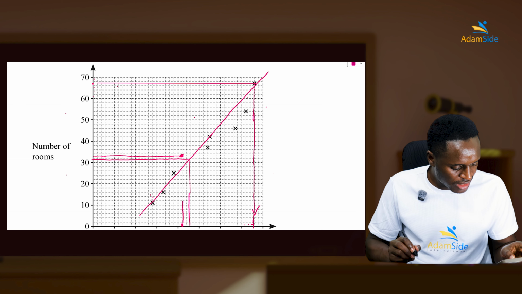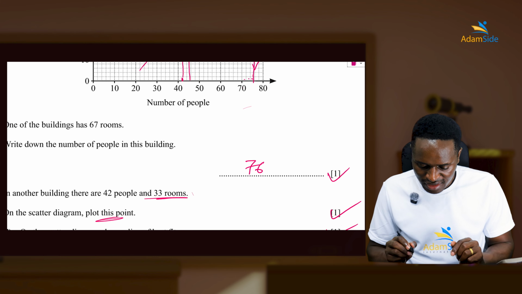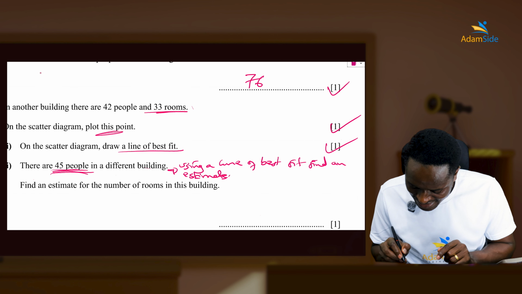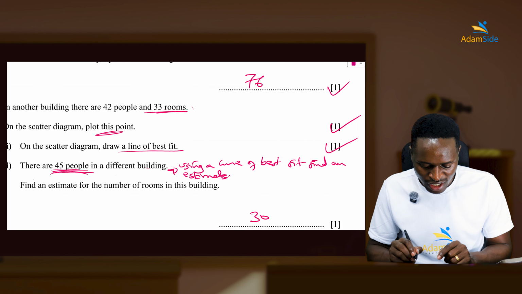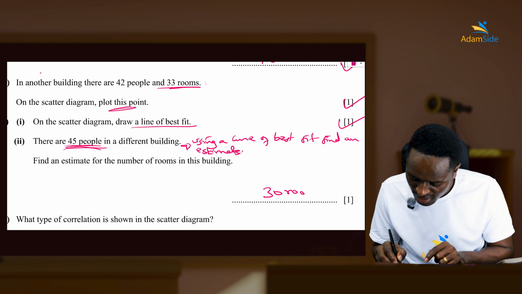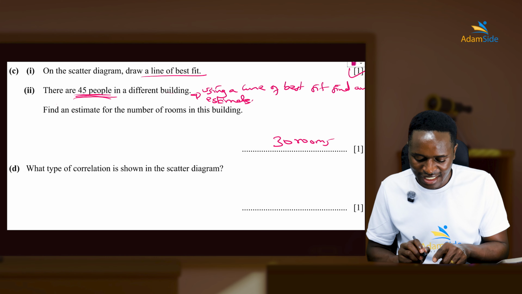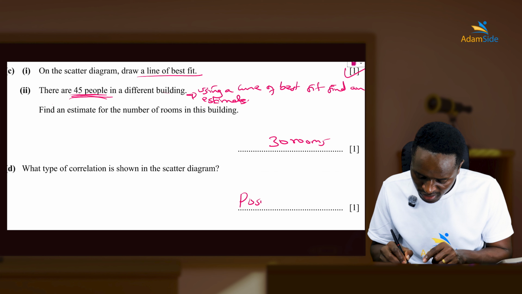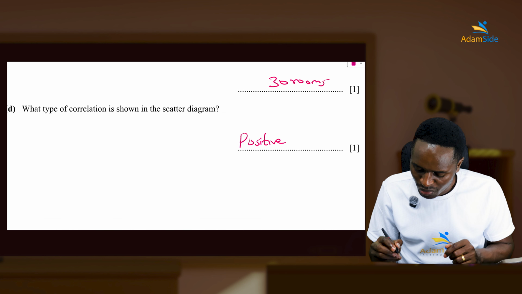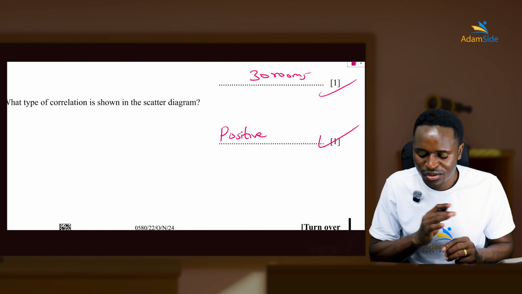There are 45 people in a different building, and we find the number. We have gotten 30. So how many rooms? There are 30 rooms. What type of correlation is shown in the scatter diagram? It's positive, because it's moving from bottom left to the top right. Positive correlation. And you get another mark there. This is always called a free mark.